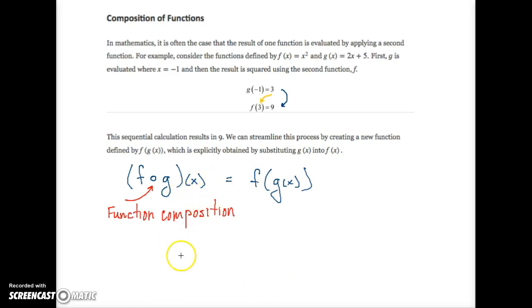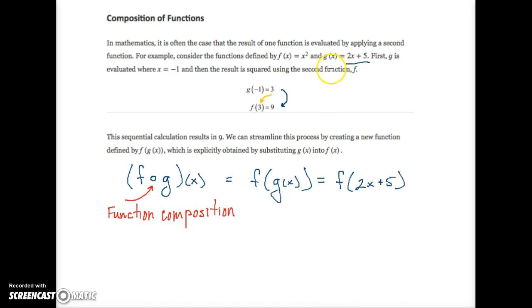So we're combining functions. So in this case, we can simplify this. We can come up with a new function, okay? Instead of evaluating g and then taking that and evaluating f, we can come up with what we call a composite function. So f of g of x for us is f of, our g of x is 2x plus 5, f of 2x plus 5.